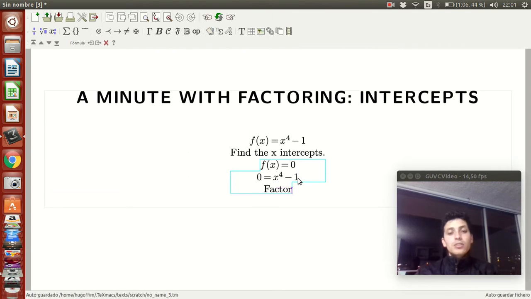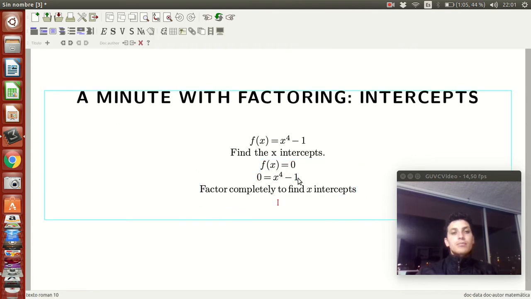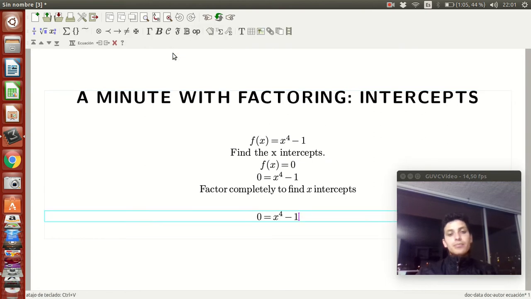So factor completely to find the x-intercepts. And we're going to factor the equation x to the 4th power minus 1, and this is a difference of squares.